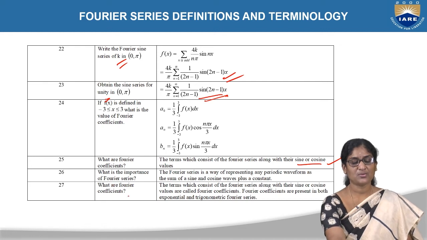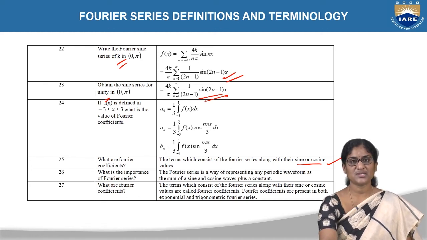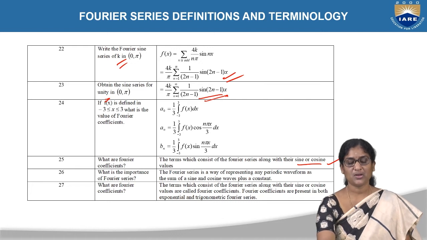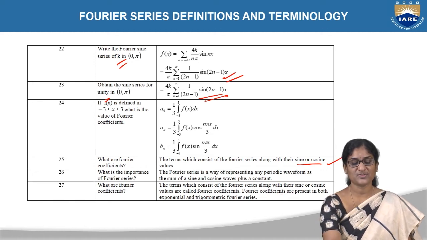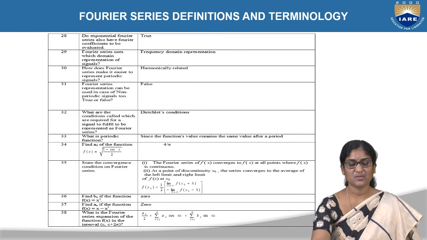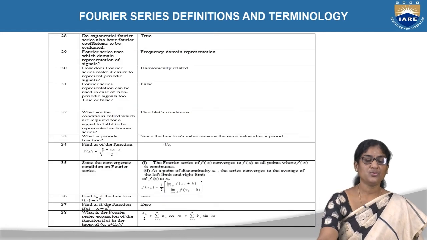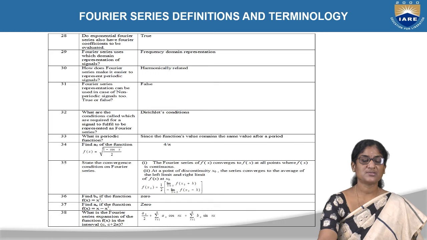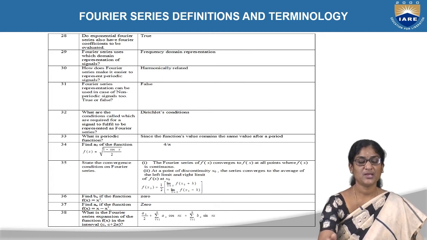What are the Fourier coefficients? The terms which contain the Fourier series along with their sine and cosine values are called Fourier coefficients. And the Fourier coefficients are present in both exponential and trigonometrical Fourier series. Next, do exponential Fourier series also have Fourier coefficients to be evaluated? Yes, they do have the Fourier coefficients to be evaluated.